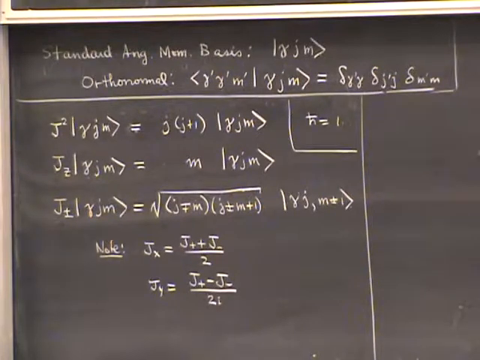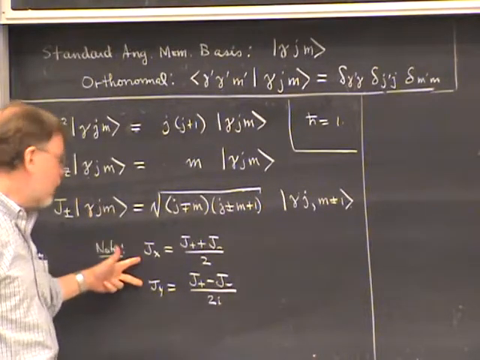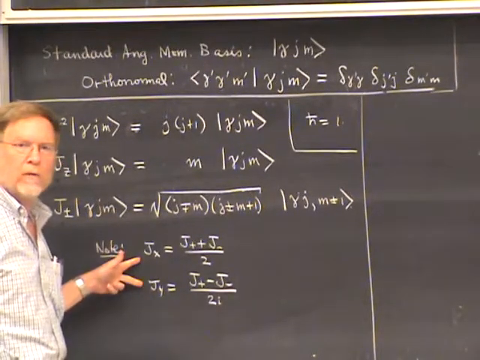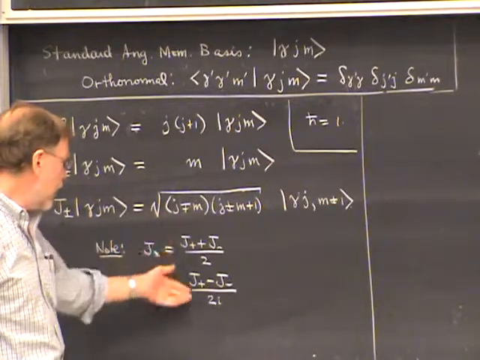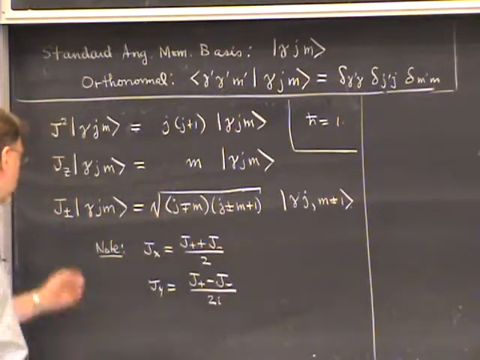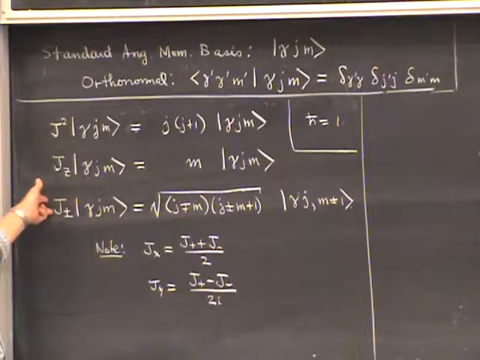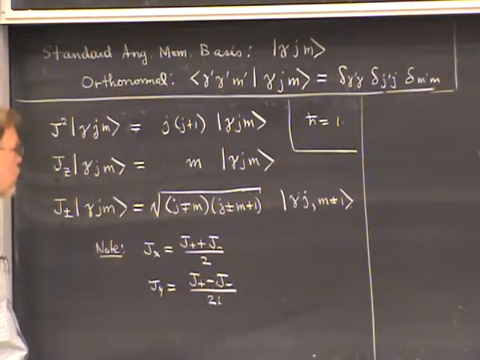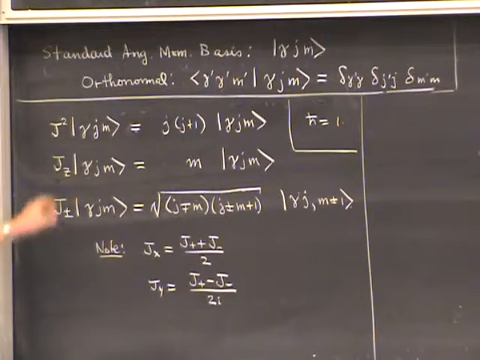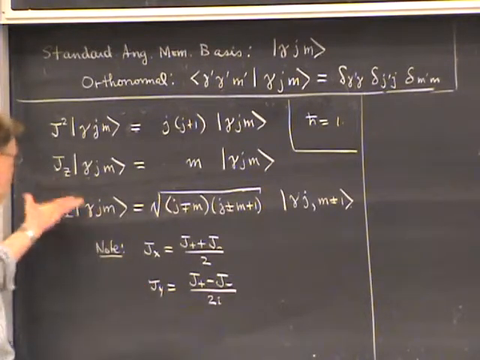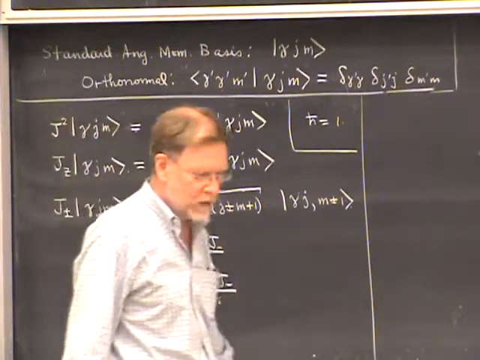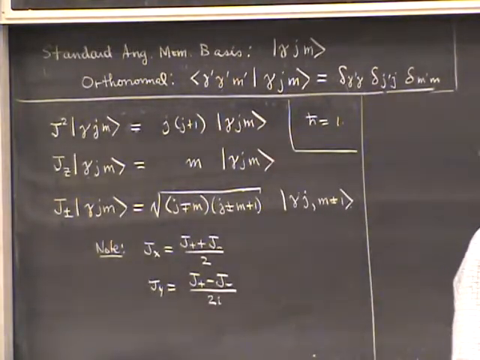And then finally, one thing to notice is that Jx and Jy, the remaining two components of the angular momentum, are linear combinations of J plus and minus. So if you know the action of J plus and minus, from that it's easy to obtain the action of Jx and Jy. And therefore, you get all three components of J acting on the standard angular momentum basis. All right, so that's the basic setup of this.